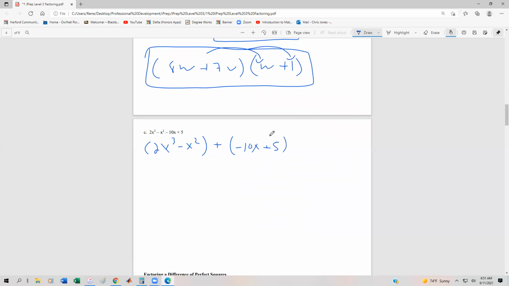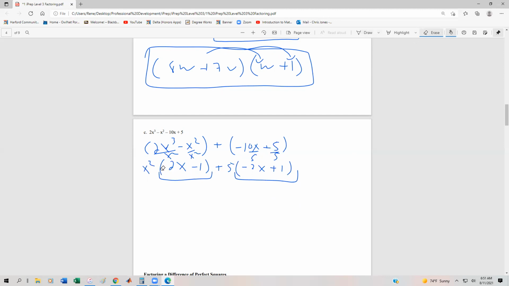All right, now this is sneaky because if we were to just factor out an x squared from the first two terms, that's going to leave us with 2x minus 1. And again, all I'm doing is just dividing each of these by x squared. And if I were to factor out a 5 from these two terms, that would leave us with negative 2x plus 1. And what we notice is that these two binomials are not the same. Okay, they look close, but the signs are flipped.